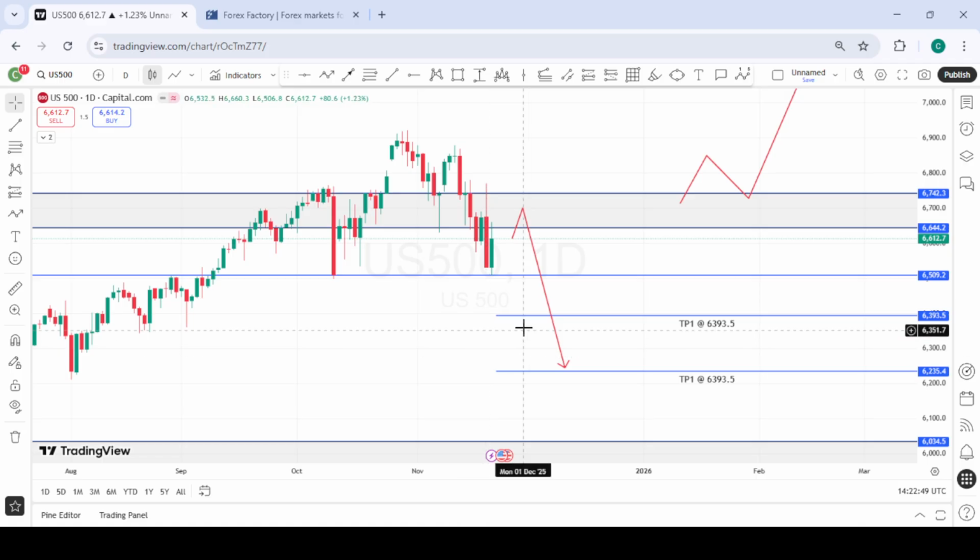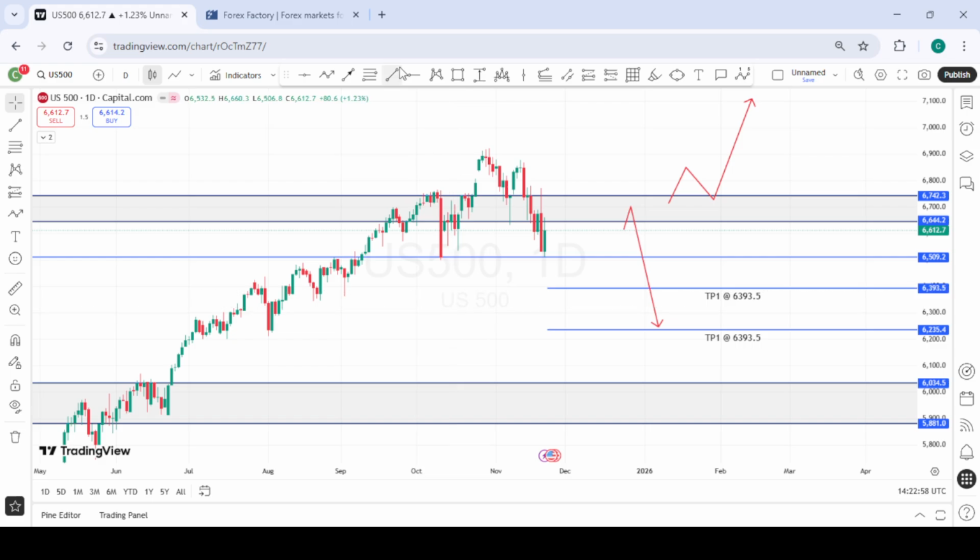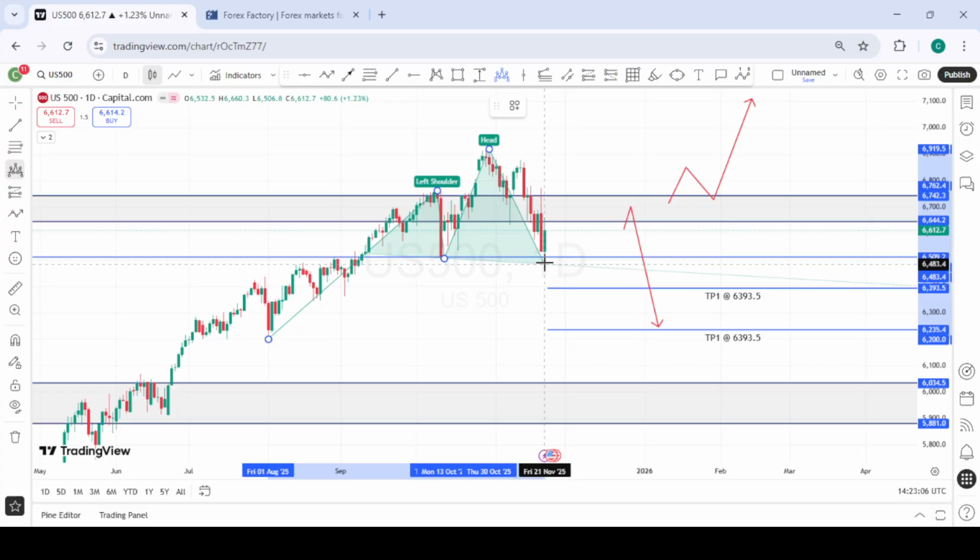Then should this move play out, this is going to be a possible head and shoulder formation we have developing right here. This is going to be the head. This is going to be the left shoulder. This is going to be the head. So the possible right shoulder is what we are looking out for right now. So if the right shoulder is able to develop, then we'll be looking out for sells to the downside.